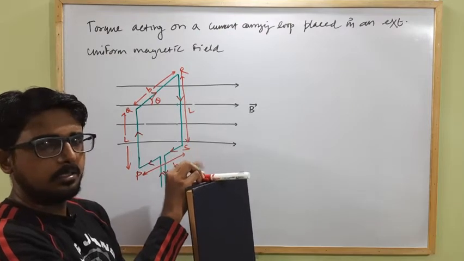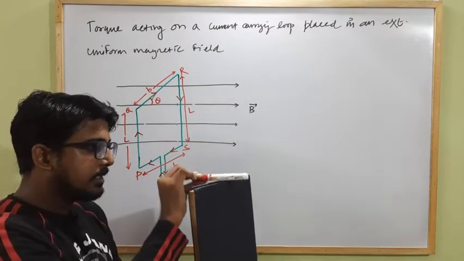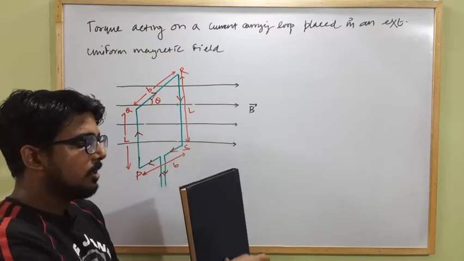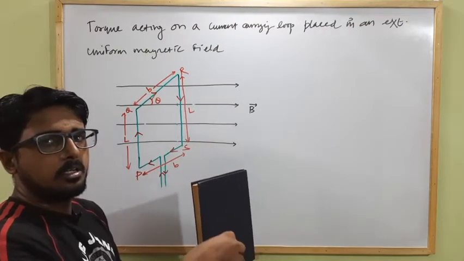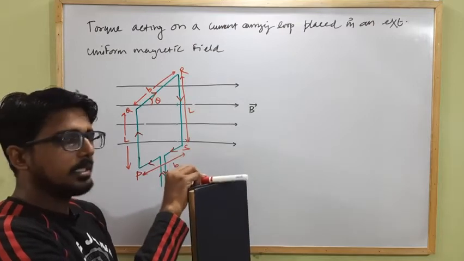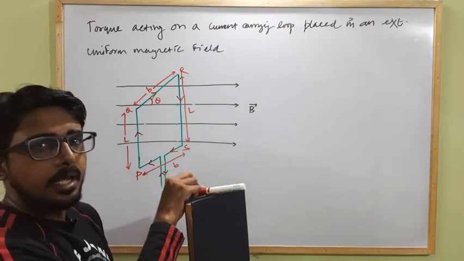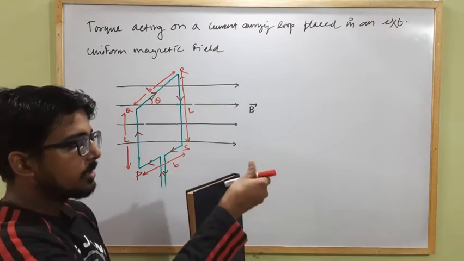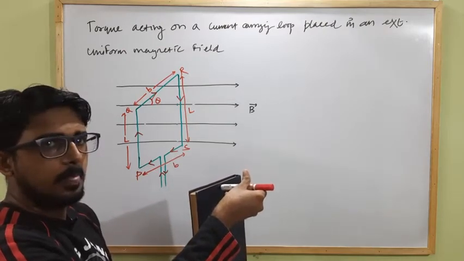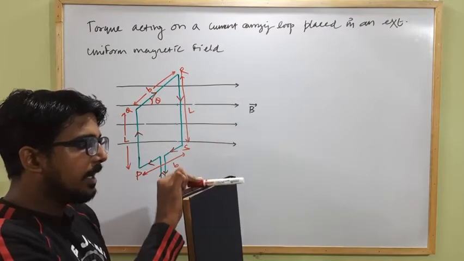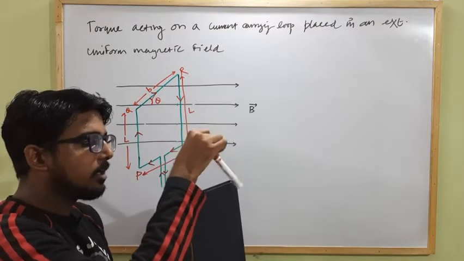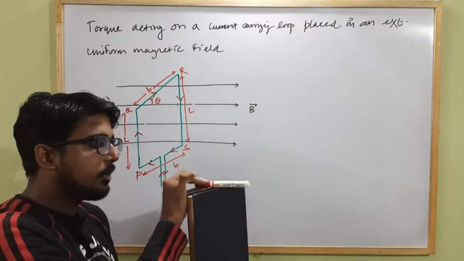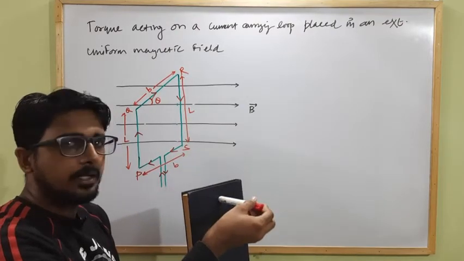Okay, clear? So if this is the angle between the magnetic field lines and the plane of the rectangular loop, how much? Theta. Then we know the area vector of this rectangular loop is perpendicular to its plane. So this will be the area vector. If the field lines make an angle theta with the plane of the rectangular loop, then what will be the angle between the field lines and the area vector?